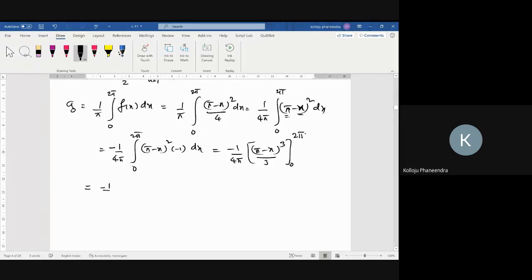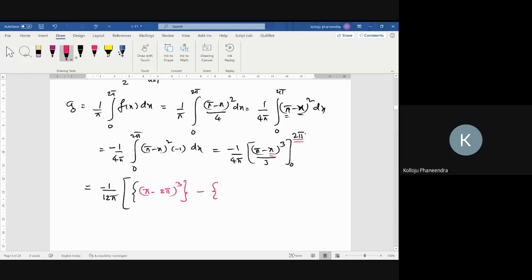Now this is minus 1 by 12 pi whole bracket. Always remember, put the upper limit in one bracket minus the lower limit in another bracket in place of x. Now I substitute 2 pi in place of x. This is (pi minus 2 pi) whole cube. The upper limit is over.